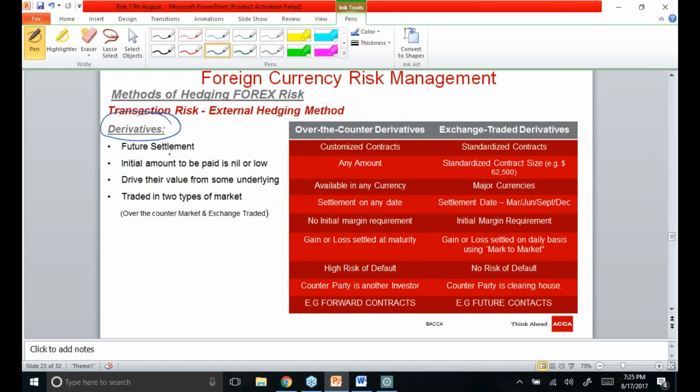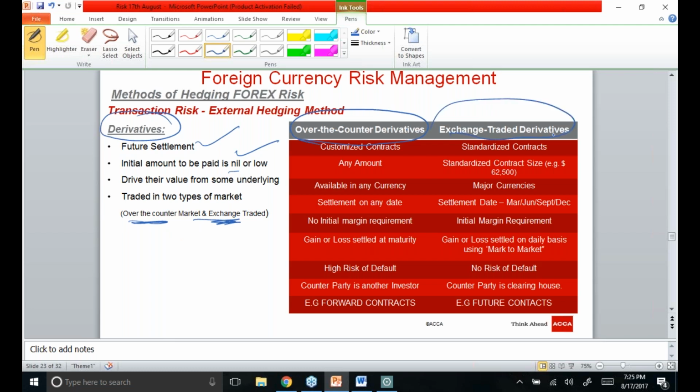Okay, derivatives are very simple. You know the basic definition of derivative. It will settle in future. Initial amount to be paid is nil or low. They will derive their value from some underlying. And normally there are 2 types of market in which derivative is present. First one is over-the-counter derivative, and second one is exchange-traded derivative.